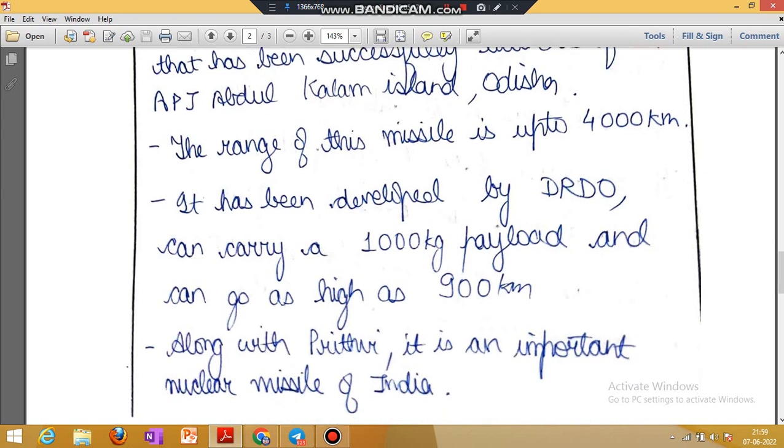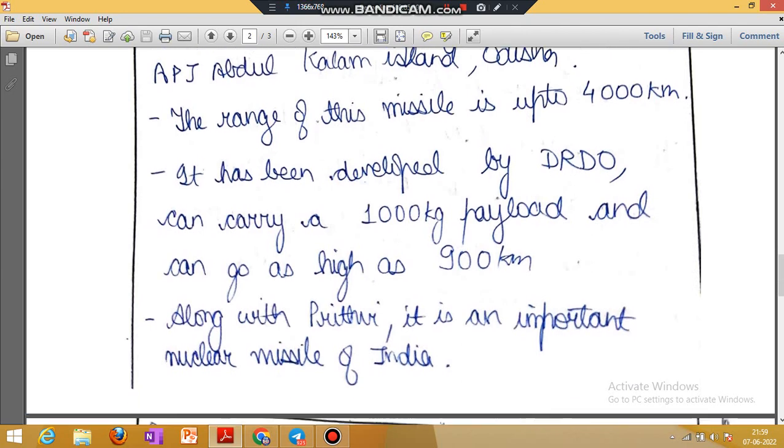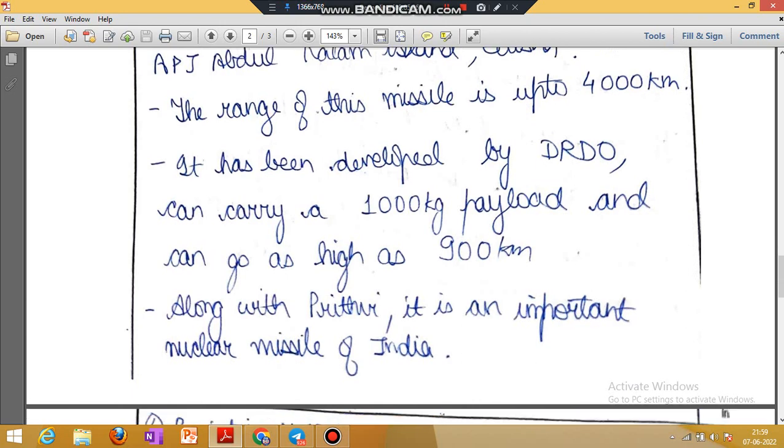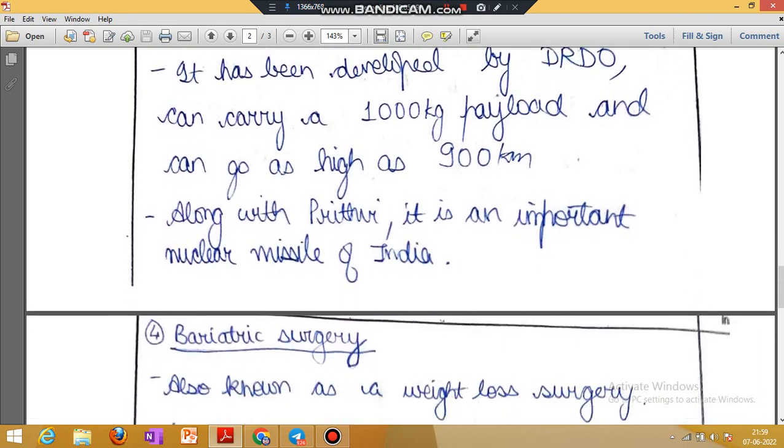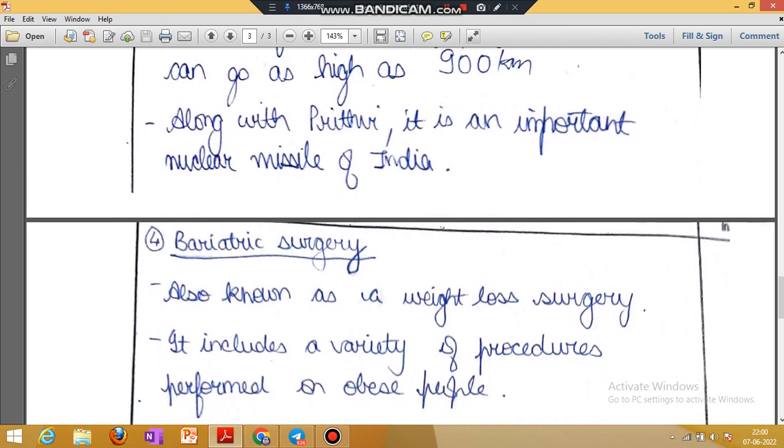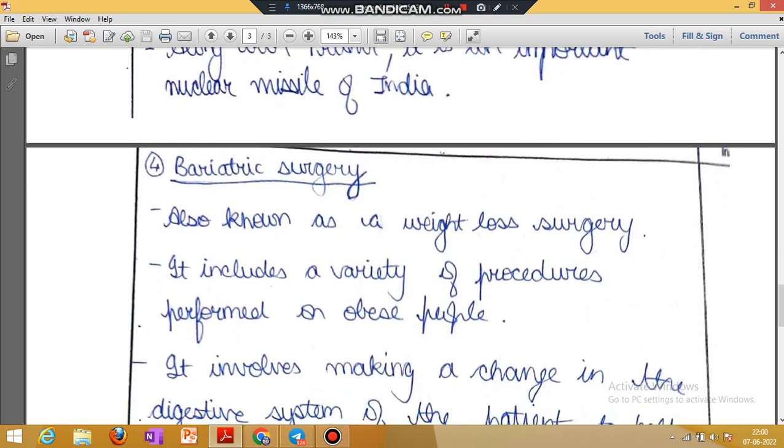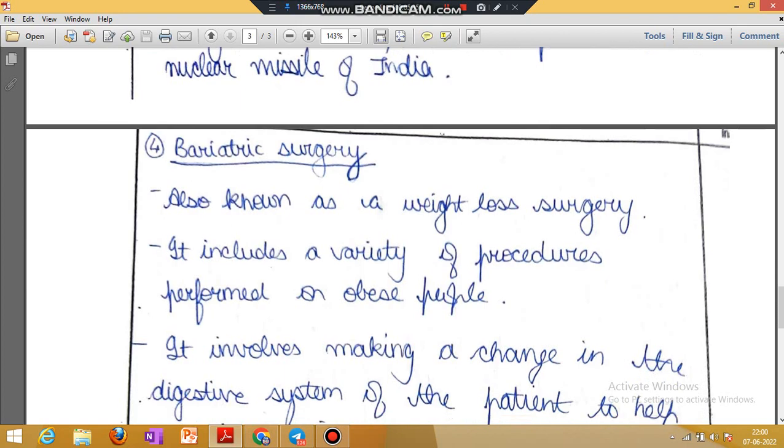Along with Prithvi is another missile. These two, Prithvi and Agni, the series of these missiles, are very important because they are the nuclear missile carriers of India. So this becomes important that it was made by DRDO and recently Agni 4 was successfully launched.